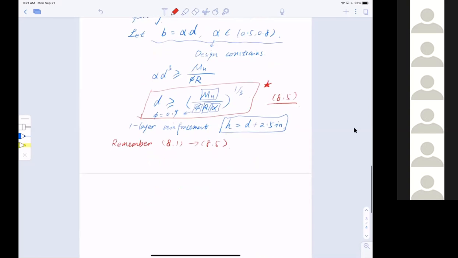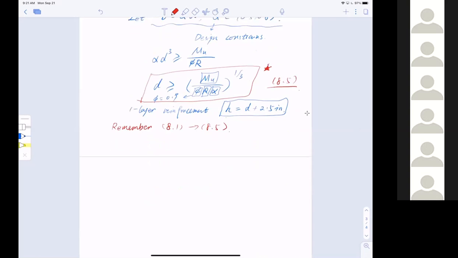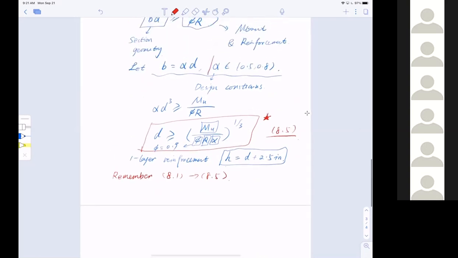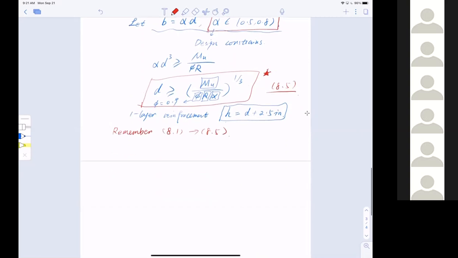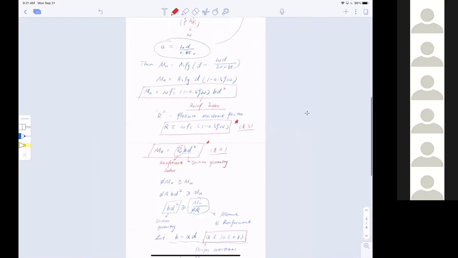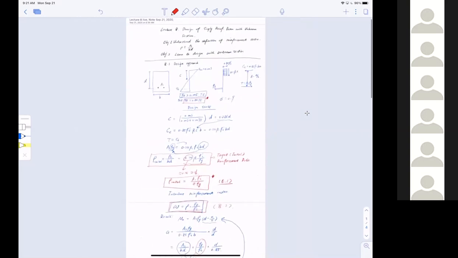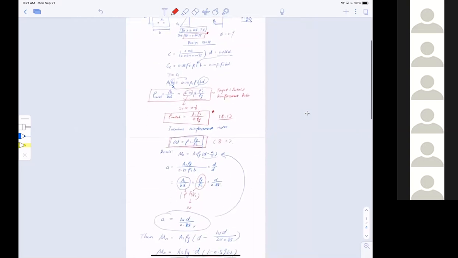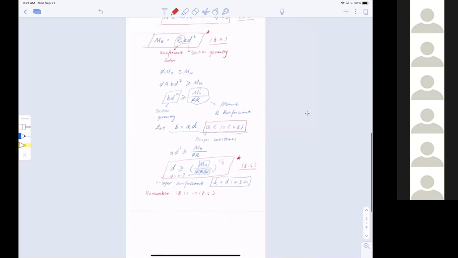So the alpha can be 0.5 or 0.8? Yes, alpha is an arbitrary number given by design constraints, but usually it's ranging between 0.5 and 0.8. Okay, thank you. Yeah, we'll take a look at an example, then you understand more, okay? But this is the general design procedure. As you can see, it's a little bit long, but not a whole lot of equations, right? As long as you remember these equations and use them, we should be fine.